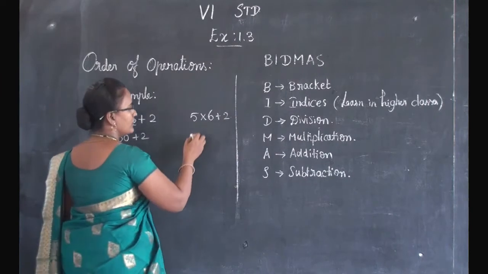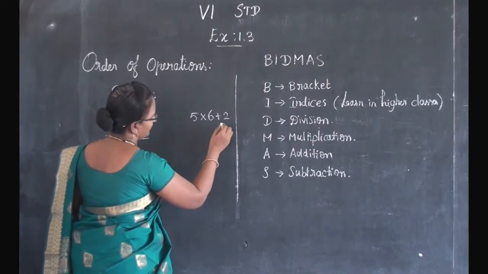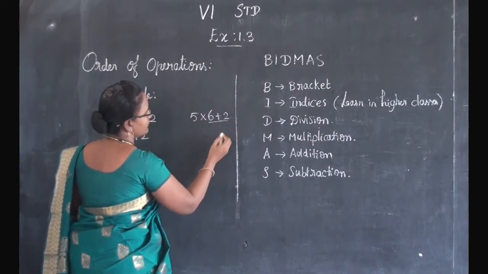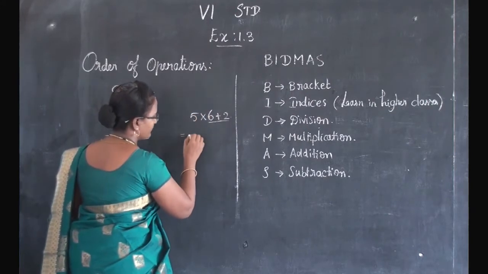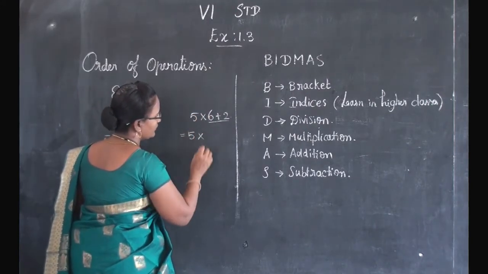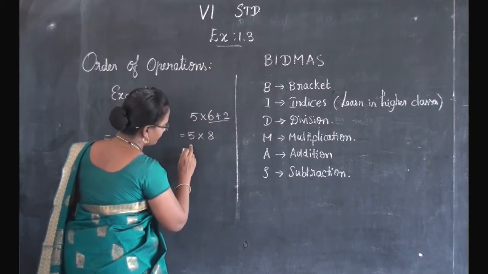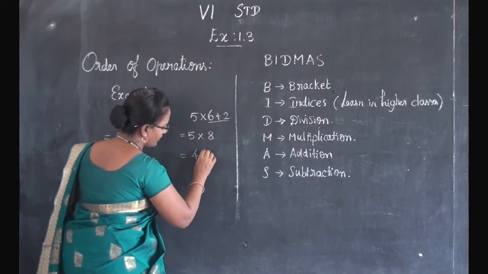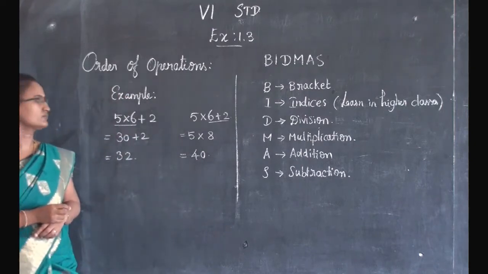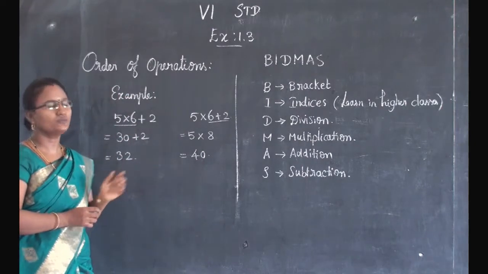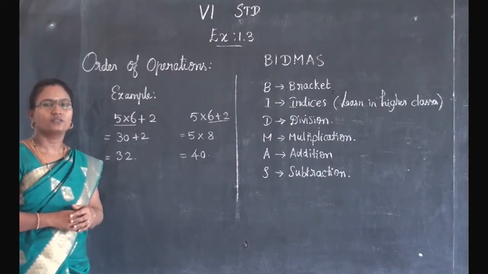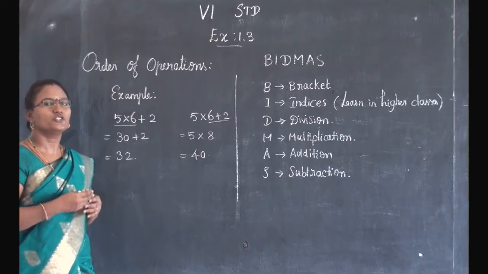Another student first adds the numbers and then multiplies with 5. 6 plus 2 is 8. So 5 eights are 40. Which one is correct here? There is confusion, no? The confusion is avoided by a rule.